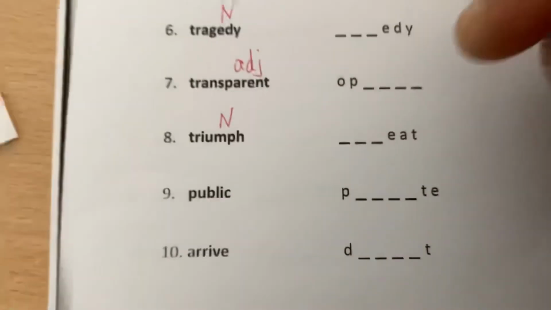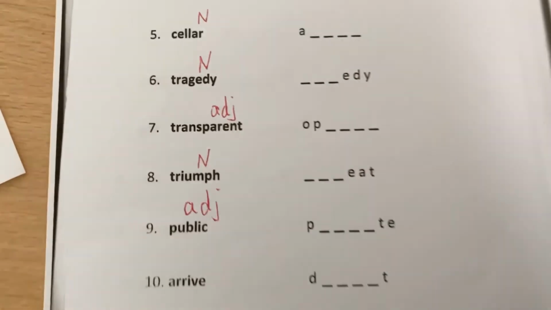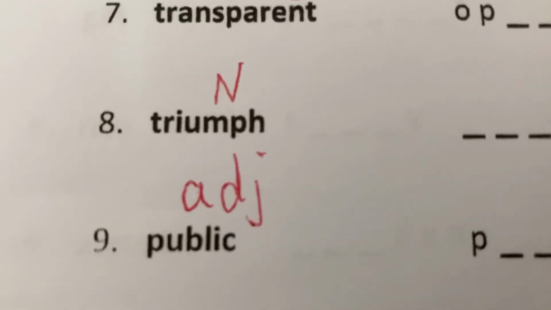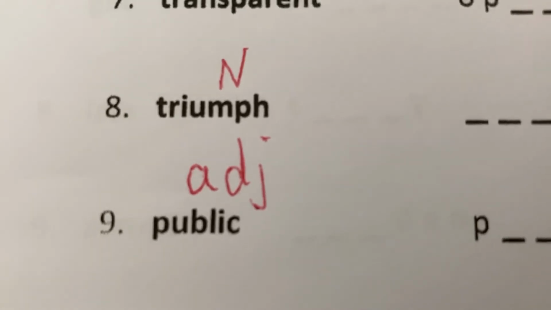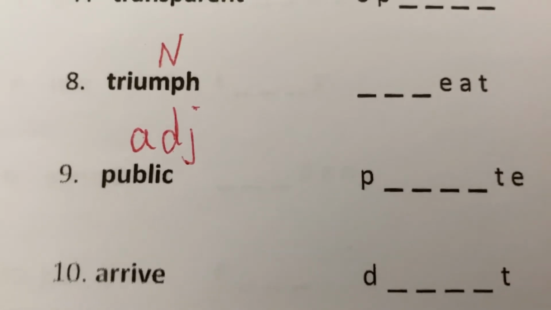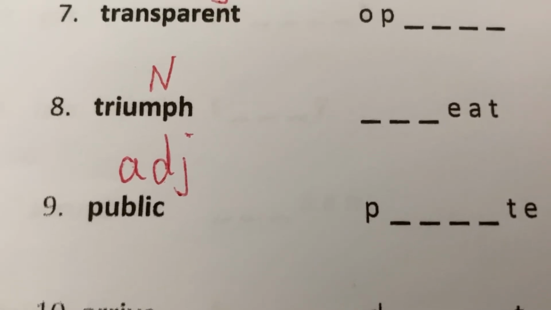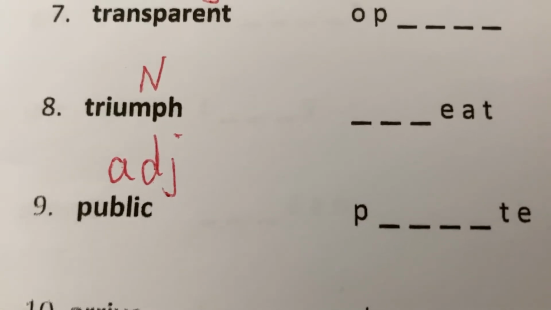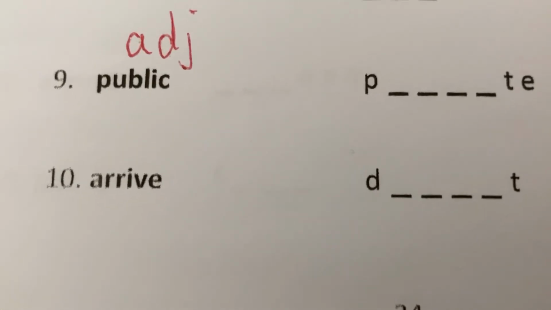The word public is an adjective. I know that because you can put the word public before the word video. The public video. So the word public is describing the video, which is a noun. So I know it's an adjective. So the antonym is also going to be an adjective. Let's look at the last one.